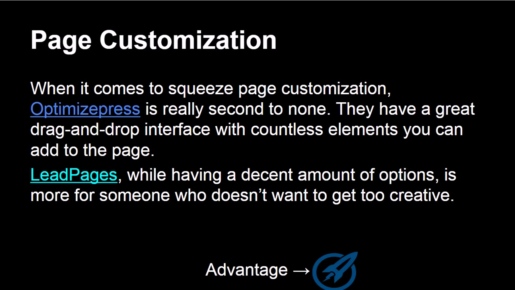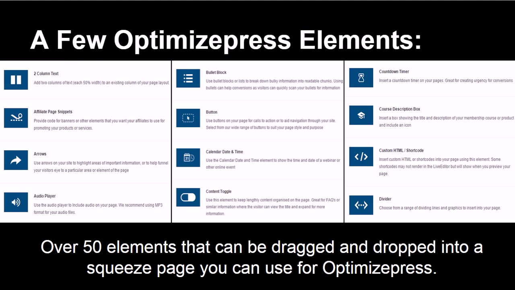Like I said, I mentioned a few, but they have like 2-column text, affiliate page snippets, arrows, audio player, content toggle, calendar, date and time, buttons. You can create your own custom buttons with them. Bullet blocks, countdown timer. Countdown timers give website visitors a sense of urgency, which is very important. Course description box, you have custom HTML, you have a divider between sections of a page.